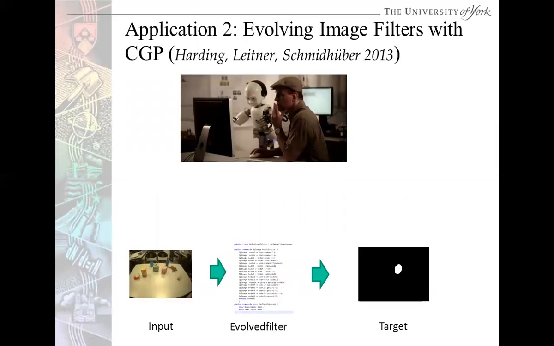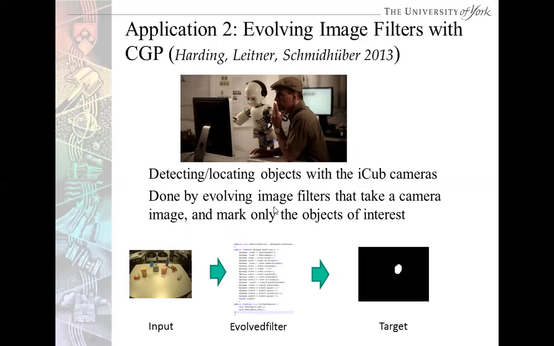The second application is about evolving image filters with CGP. And this is work done by Simon Harding and others in 2013. So the aim is to detect and locate objects with some iCub cameras, which are on this cute little robot. And the principle of it is that you want to evolve a program that takes images and identifies the object of interest. So we call that the target.